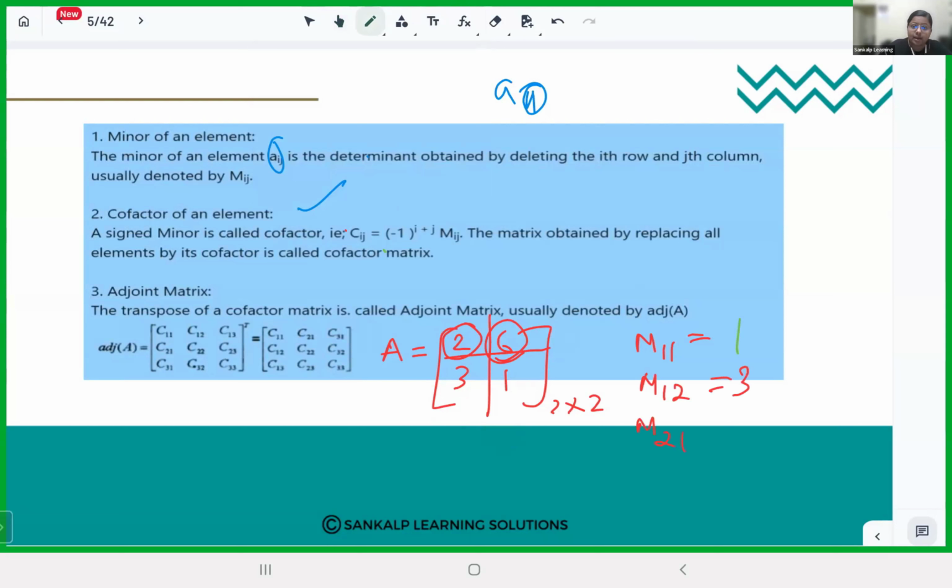And what about M21? M21, you have to delete the second row, first column. Then second row, first column, you can see. What is remaining? 6. Right? So 6 is the answer.